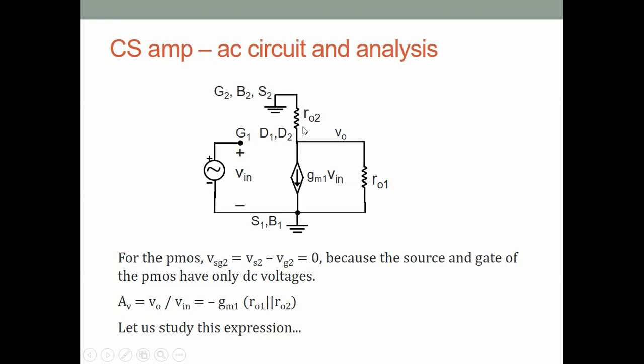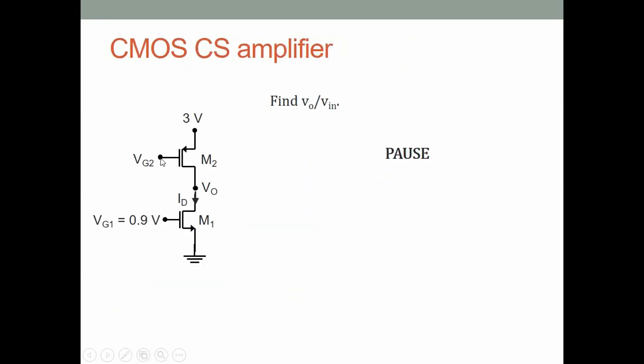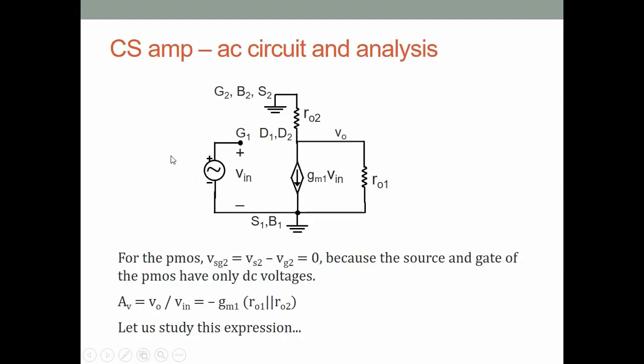For the PMOS, in fact, maybe let's go back to here. So for the PMOS, the gate is DC, the drain is DC. So VSG in the small signal circuit is 0 because both the voltages are DC. And so the only thing that stays for the PMOS is ro2. The gm VSG current source is 0. Alright, and then ro2 is connected from the drain node to ground.